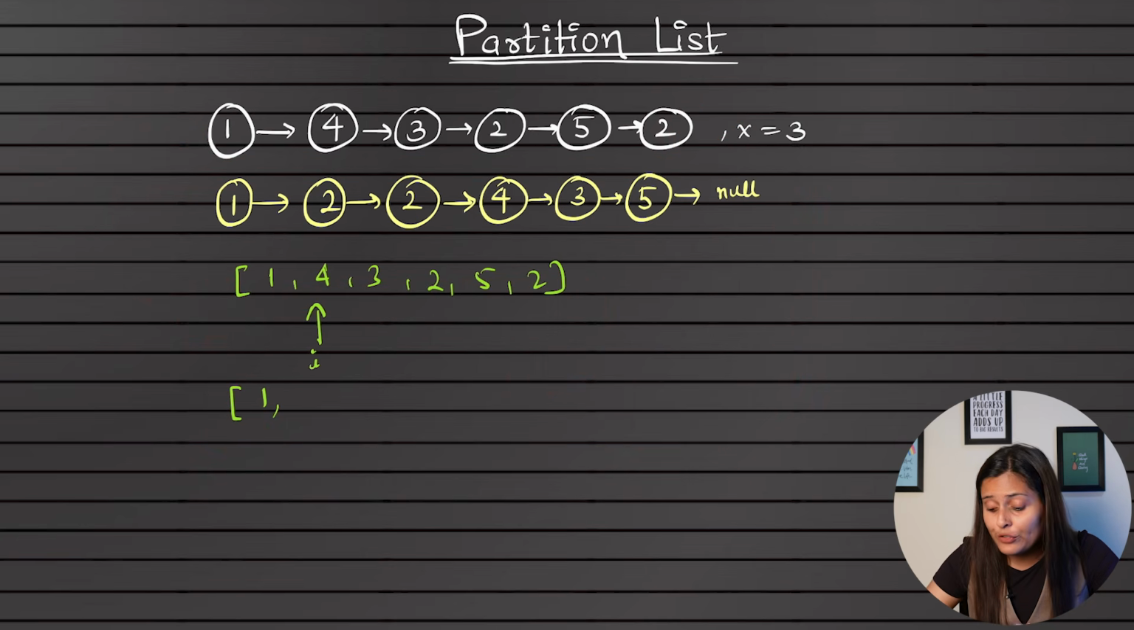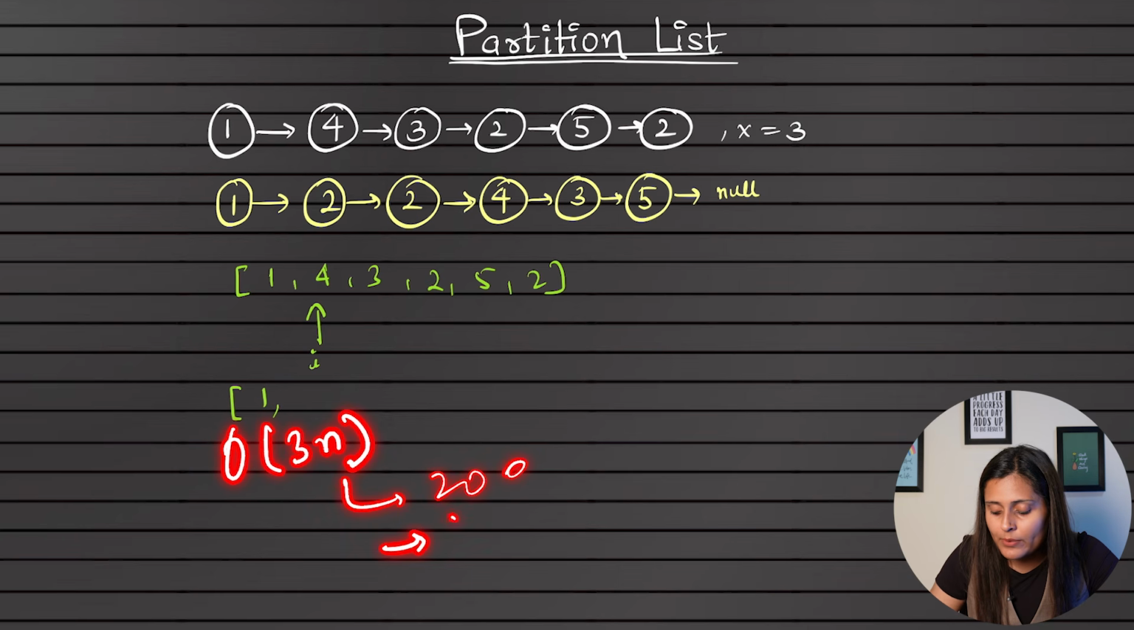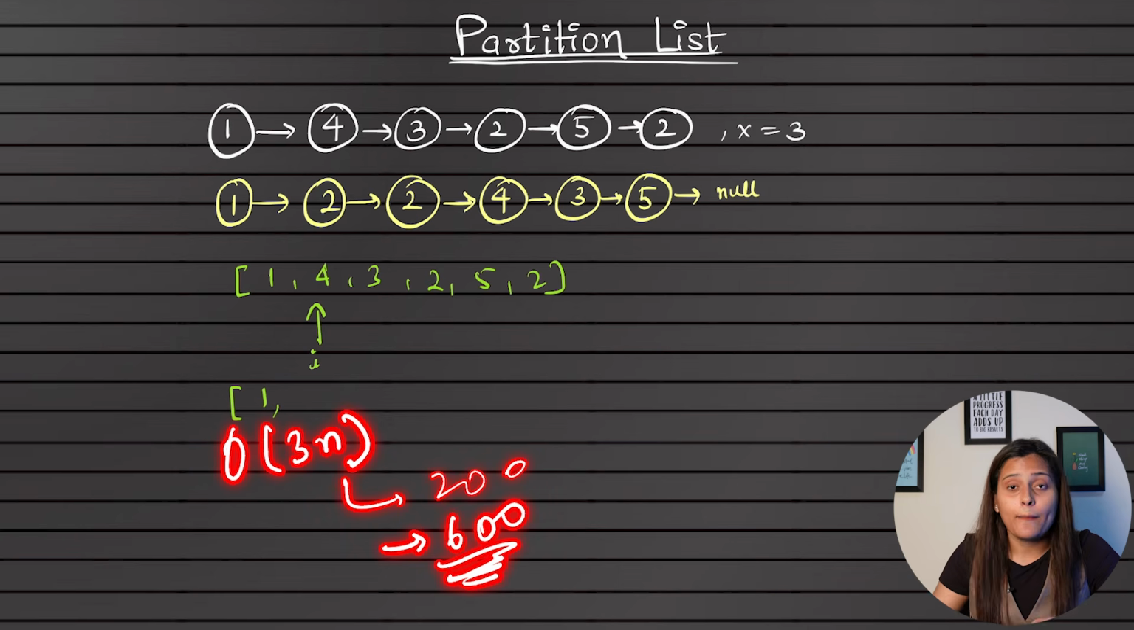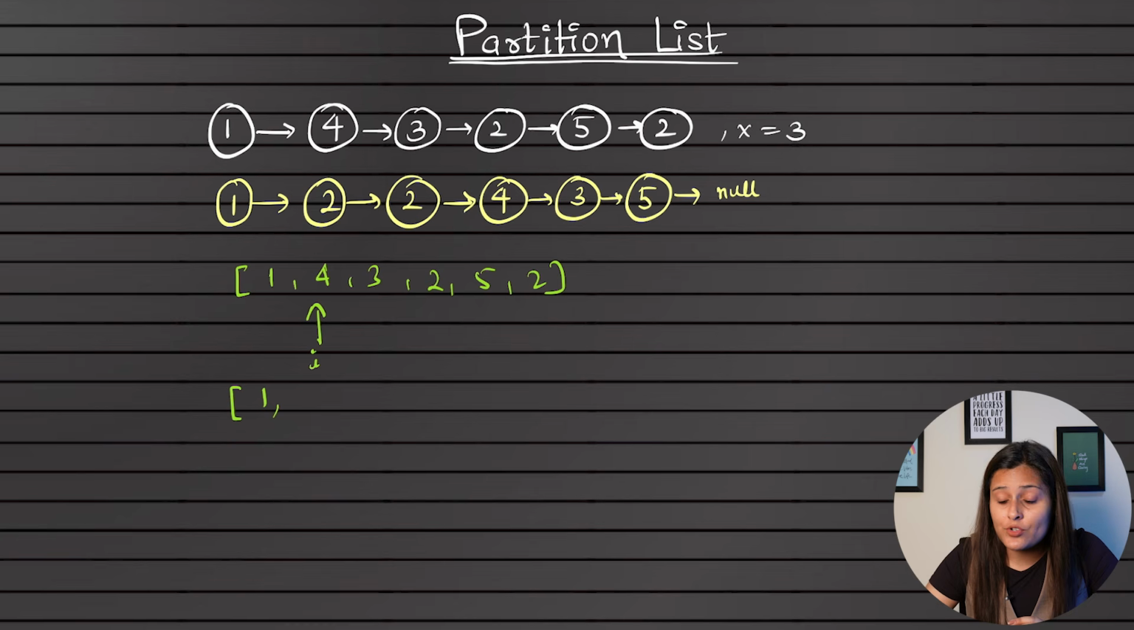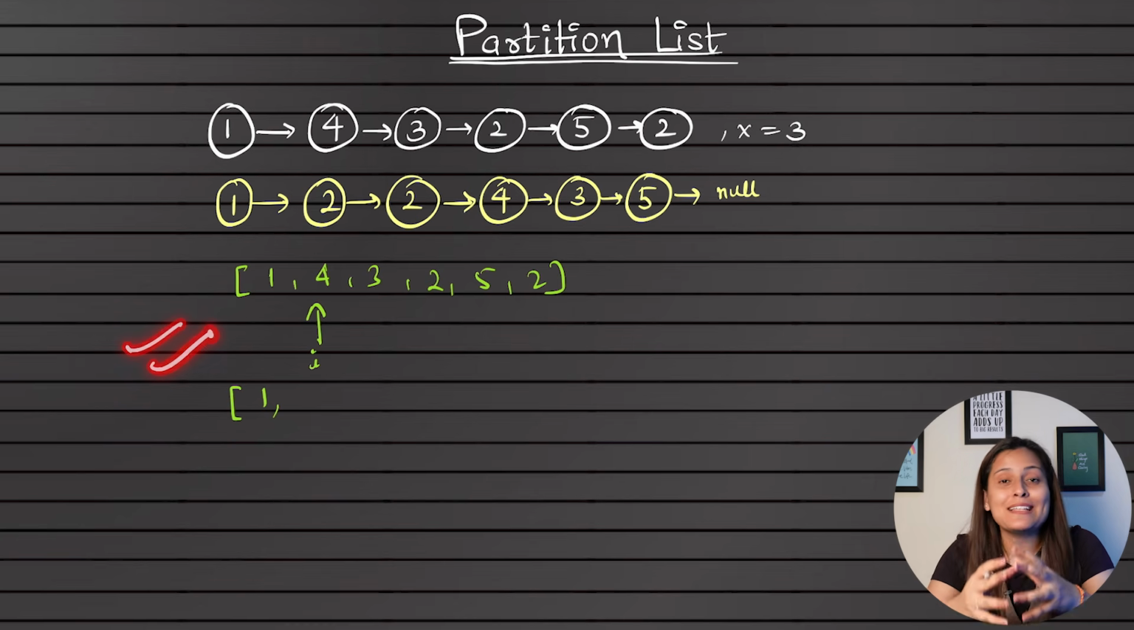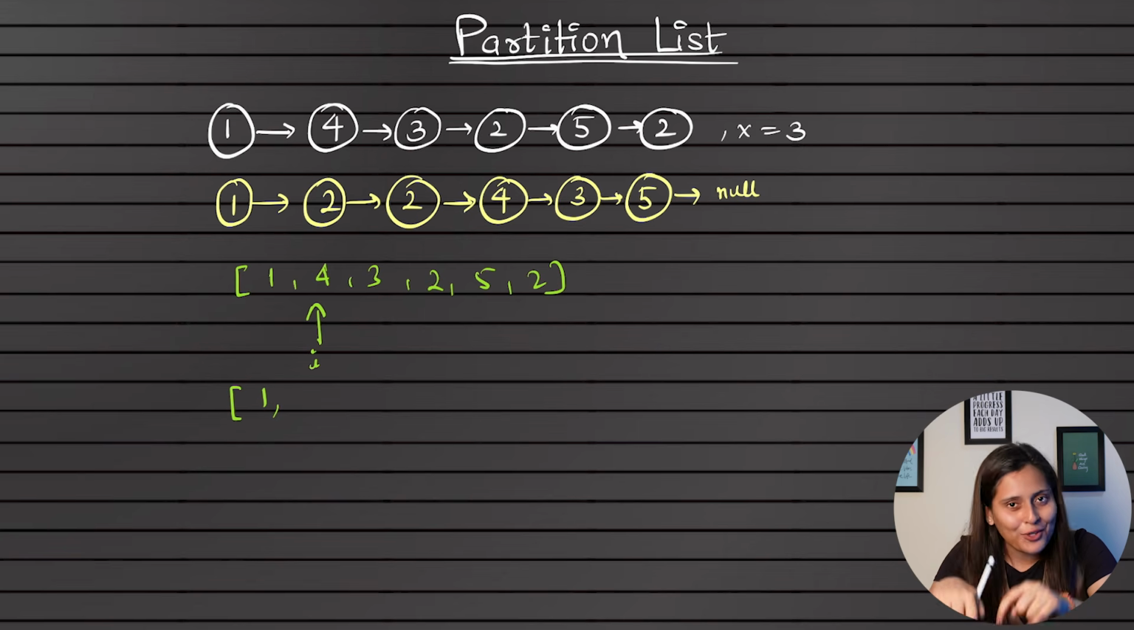So total O of 3n, which is linear only because n is 200. So anyhow it will be total 600, which is safer. But the thing is, here we have taken extra space complexity, and linked list is all about, can you give me the solution without taking extra space? And that's called in place linked list. But before doing that, let's write the code for this.